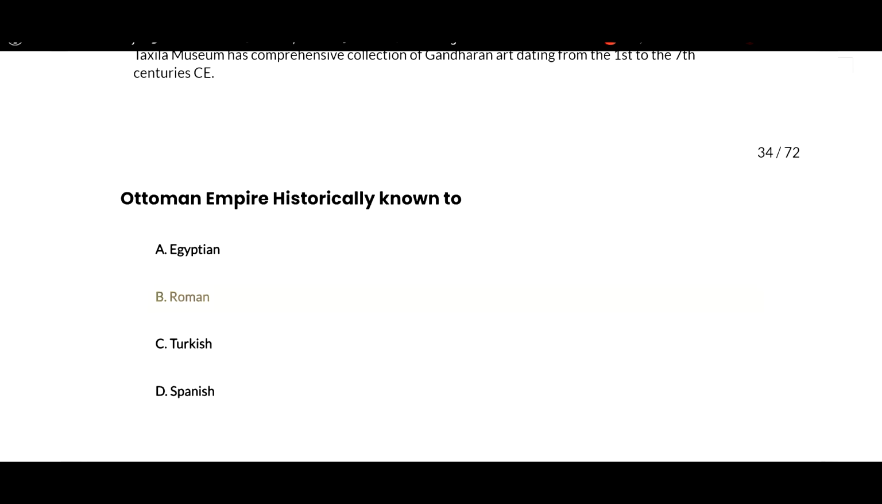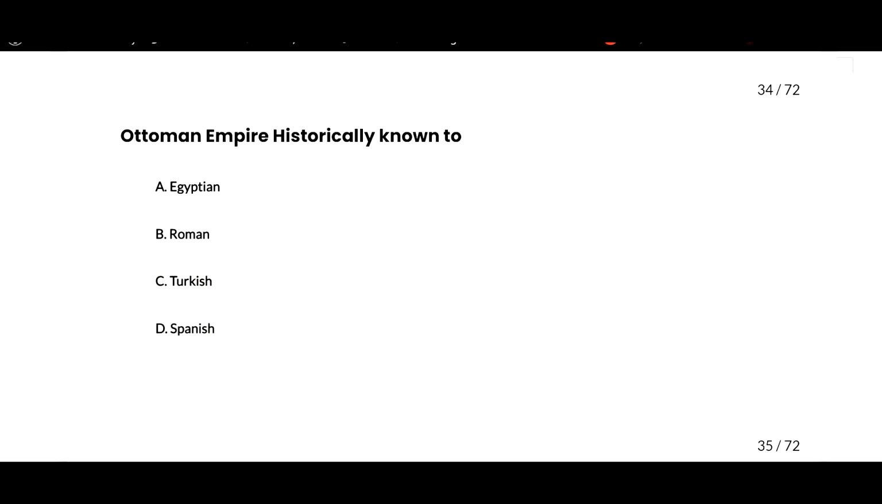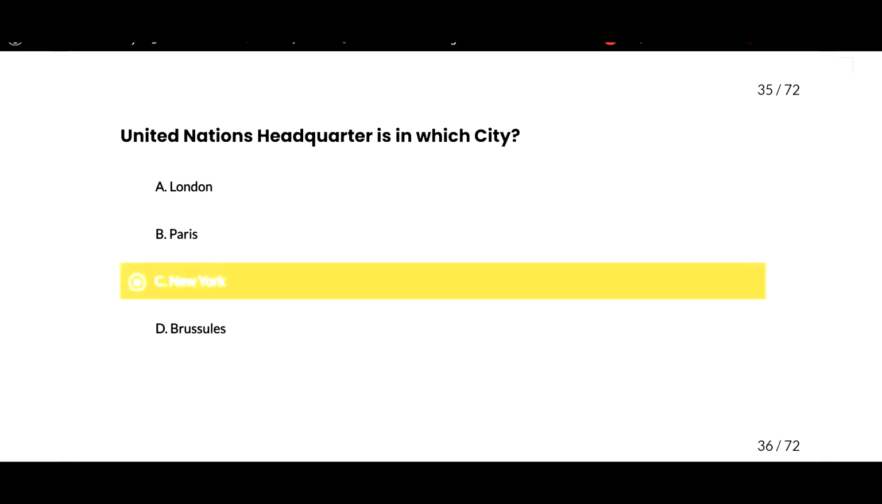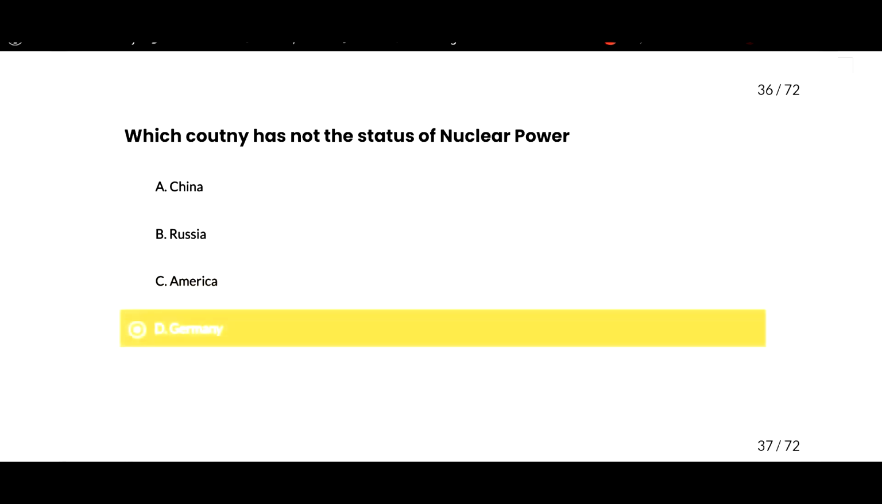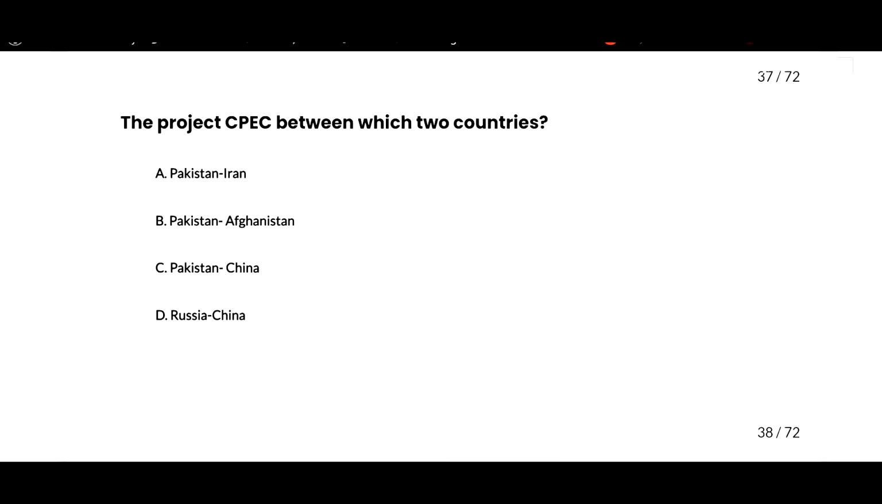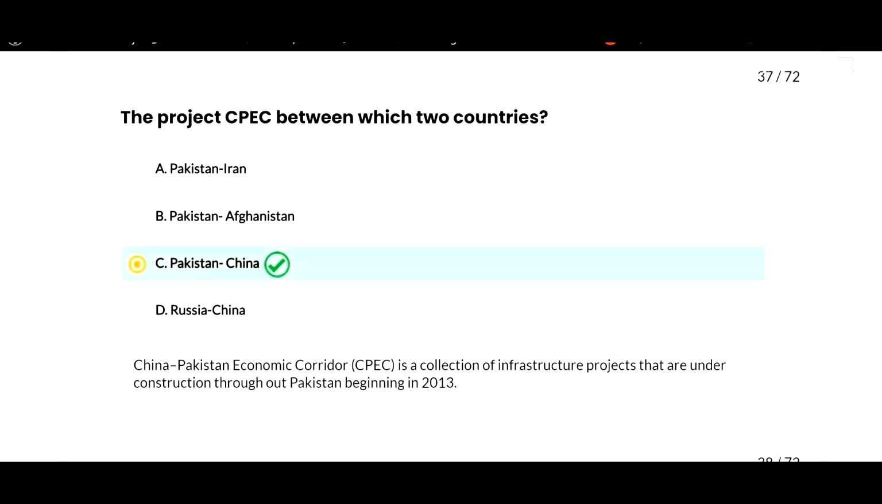The next is Ottoman Empire historically known to Turkey, C option is correct. The next is United Nations headquarter is in which city, New York, C option is correct. The next is which country has not the status of nuclear power, Germany. The next, the project CPEC between which two countries, Pakistan and China, C option is correct.